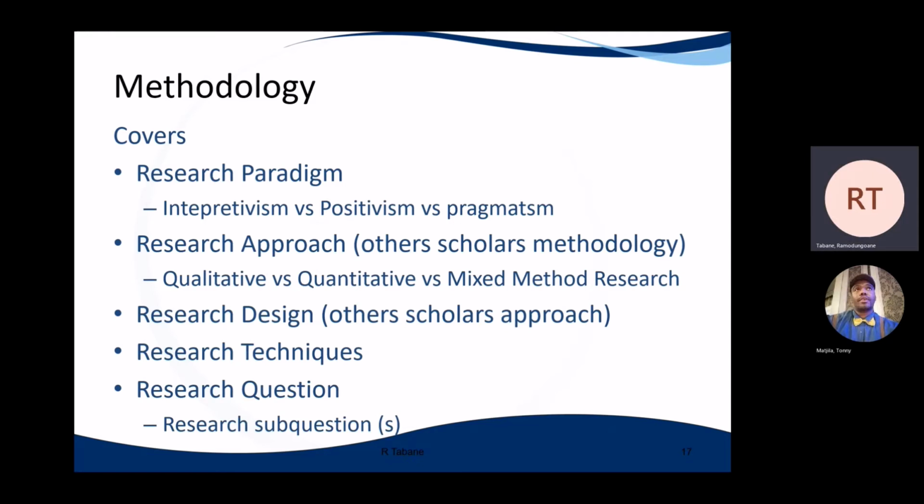The methodology section covers the research paradigm, so it's where interpretivism versus positivism versus pragmatism. Research approach: qualitative, quantitative, or mixed method. Your research design; other scholars call this approaches. Research techniques, research questions.